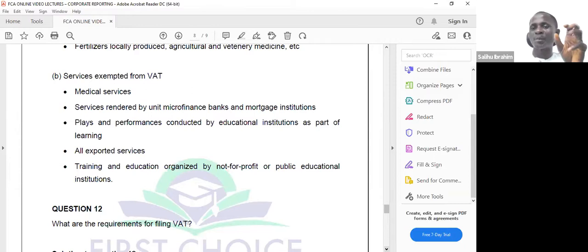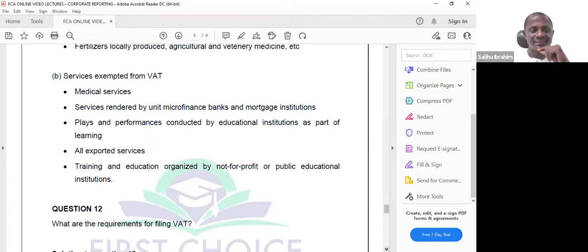Then we have all exported services. What are exported services? If I am here right now delivering a lecture to you in Nigeria, but you, the recipient of that service, are outside Nigeria, that is an exported service. Value-added tax is not charged on it.